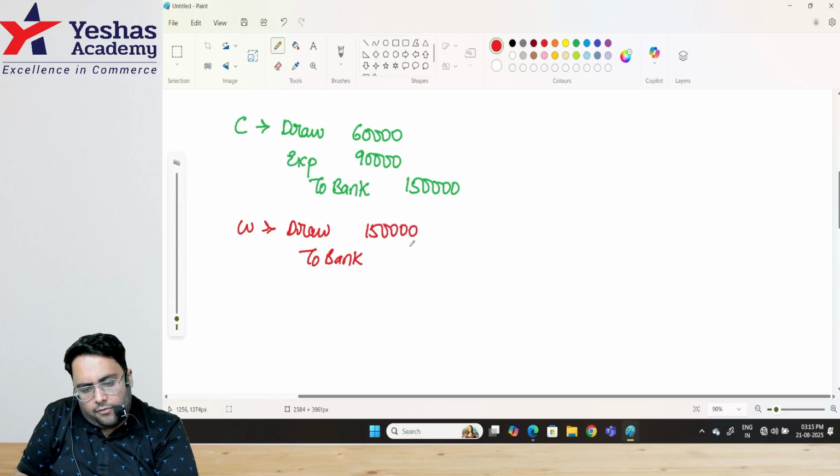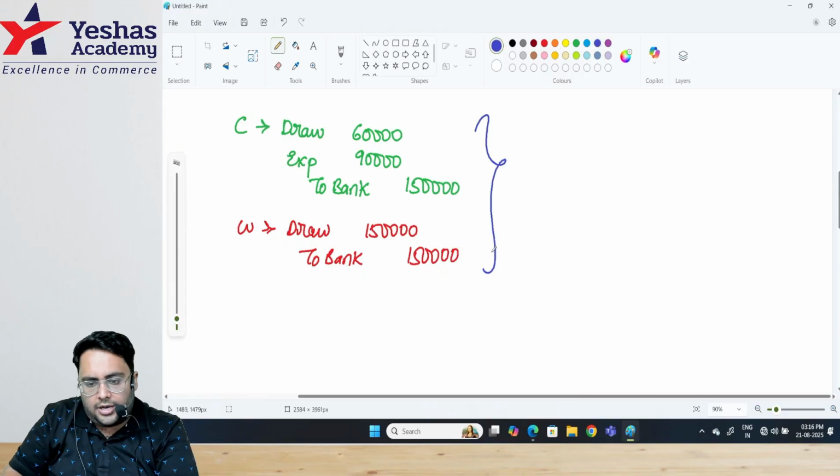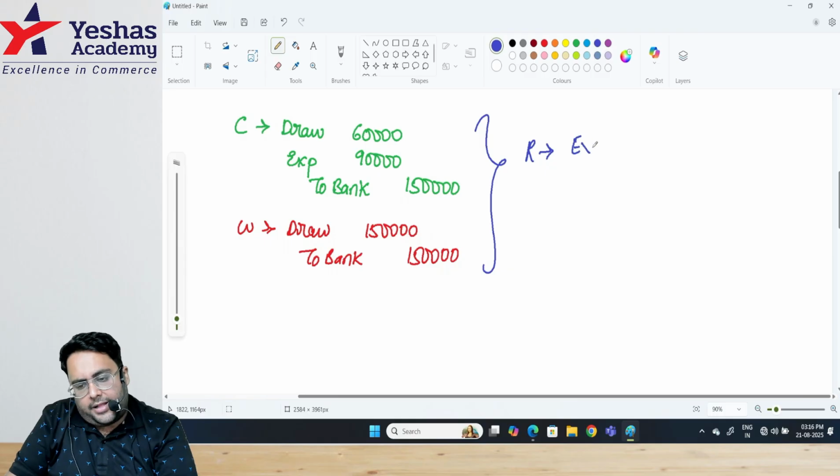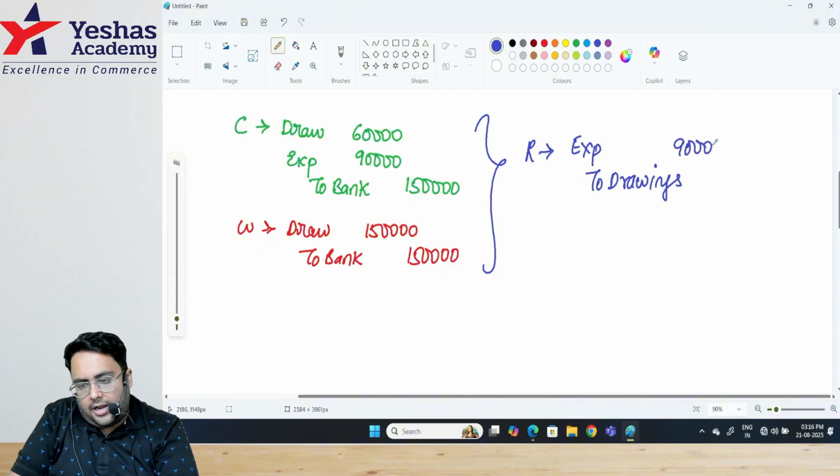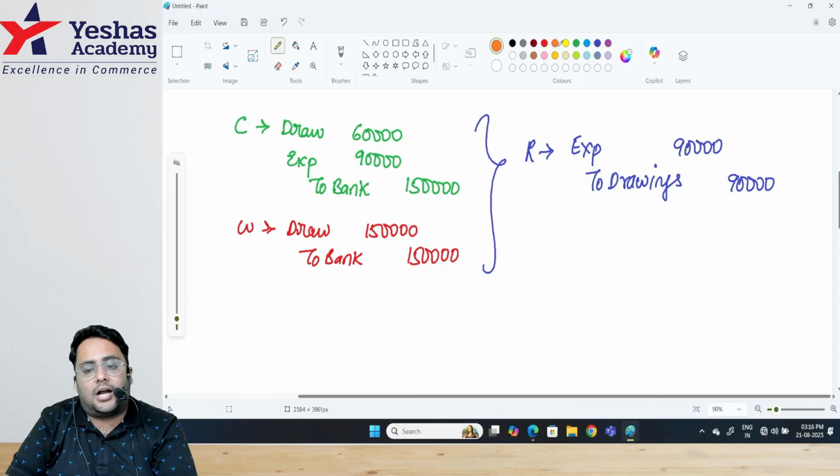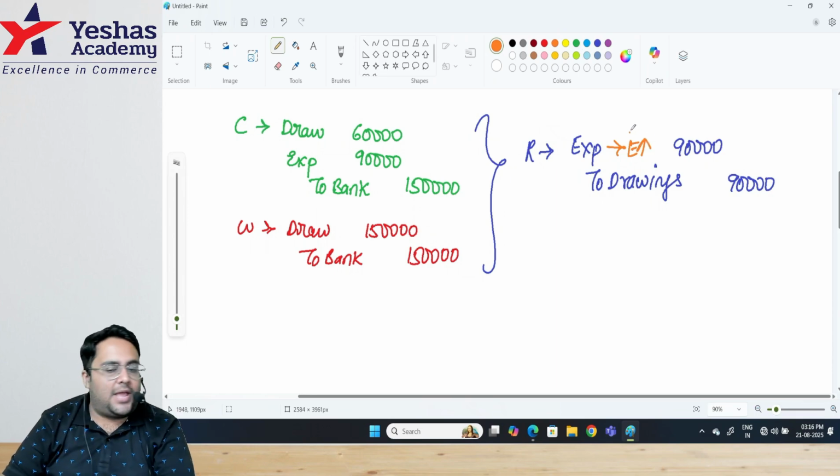1,50,000, 1,50,000. Based on this, what is your rectification entry? Rectification entry will be expenses account debit to drawings. How much? 90,000, 90,000. Can you also tell me immediately the effect in my accounts? Expenses debited. What to do? Expense goes up. Add it to your expense in the P&L account.